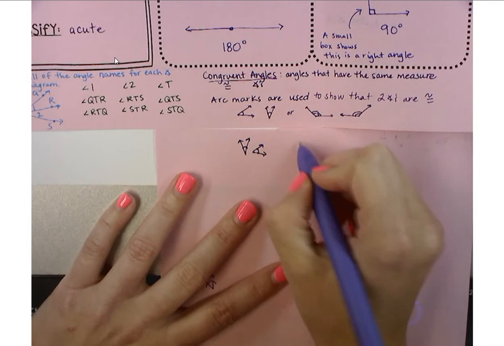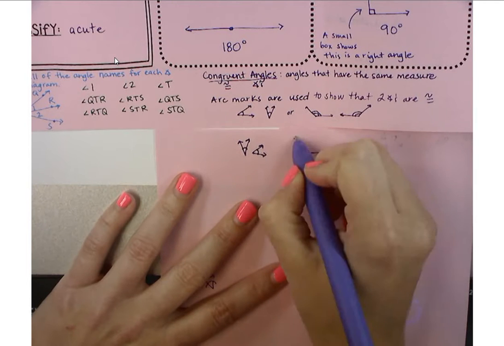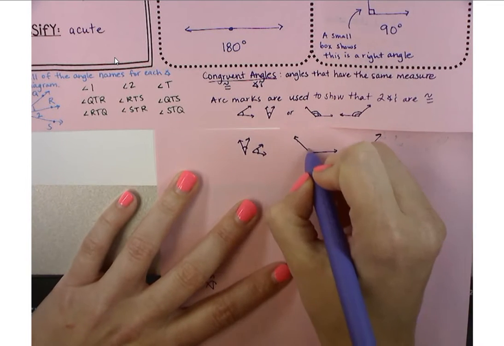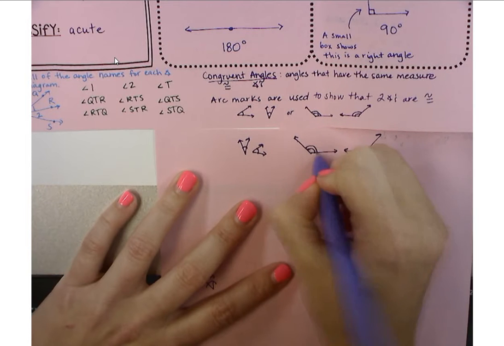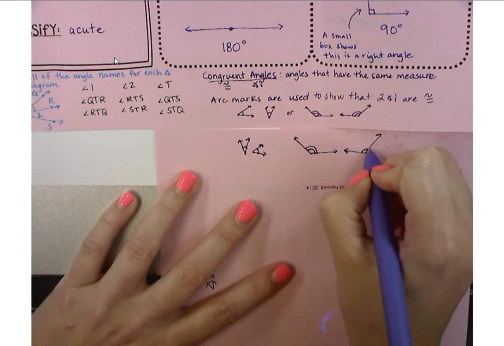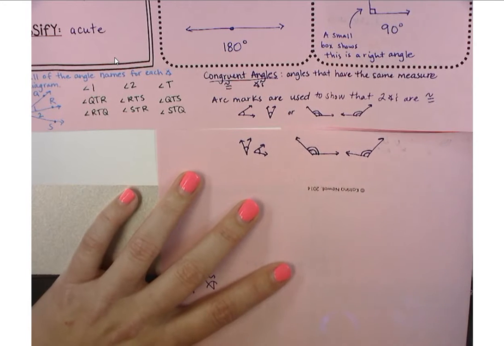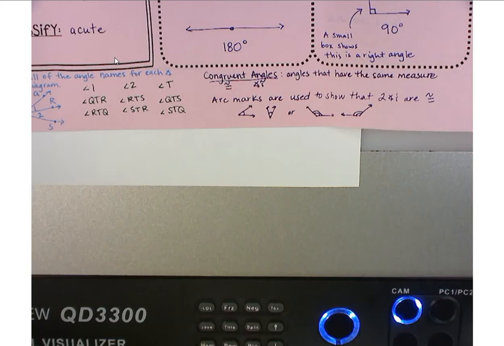And then in this example here, I was showing that in a diagram, you might have more than one pair of congruent angles, and in that case, you might have 2 arcs, or 3 arcs. So it just depends how many pairs in that diagram have congruent angles.